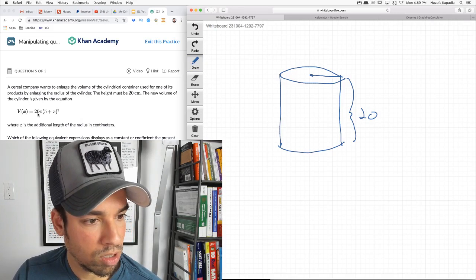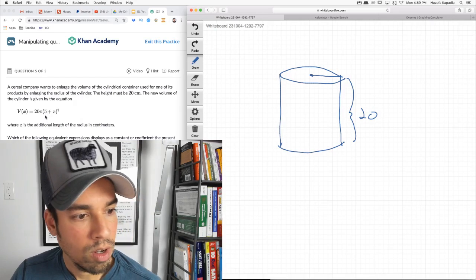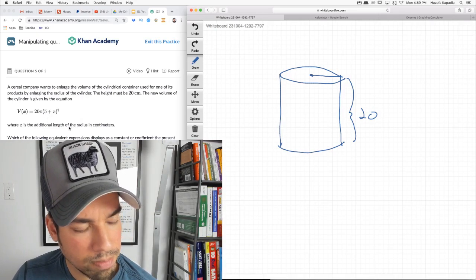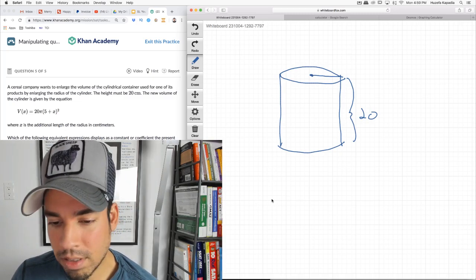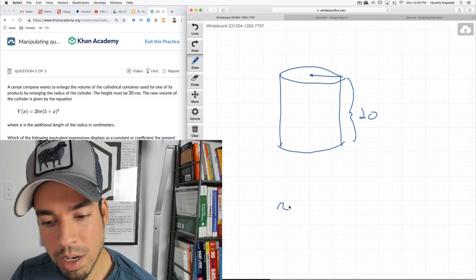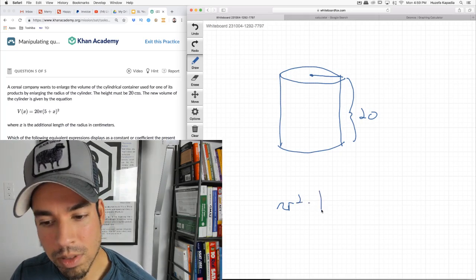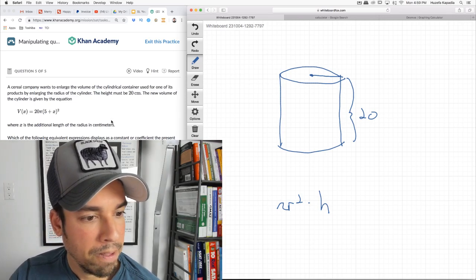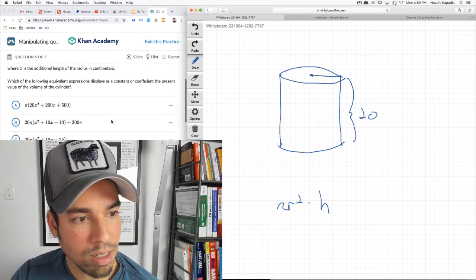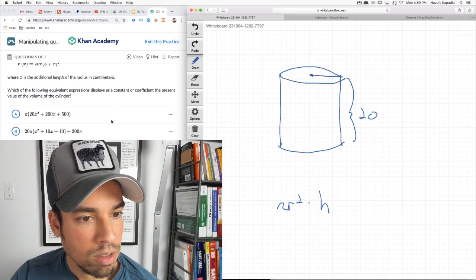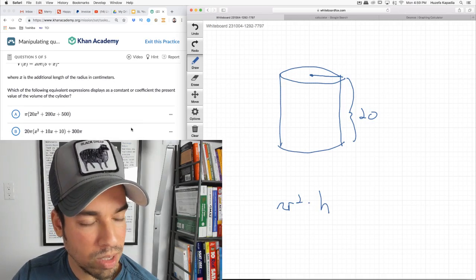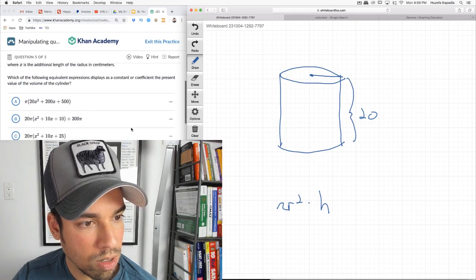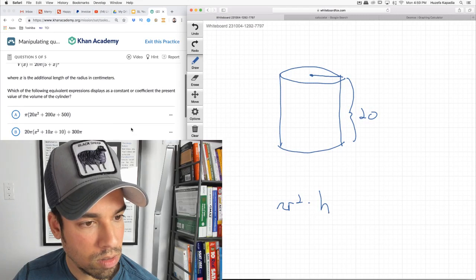The new volume of the cylinder is given by this, where x is the additional length of the radius in centimeters. Oh yeah, because let me try and think. Volume of a cylinder is pi r squared times height. So this is the radius squared, of course, and the height is 20. All right, cool. Which of the following equivalent expressions displays as a constant coefficient? And they missed a comma, right? Every other time they put a comma there. Constant or coefficient, the present value of the volume of the cylinder. What?